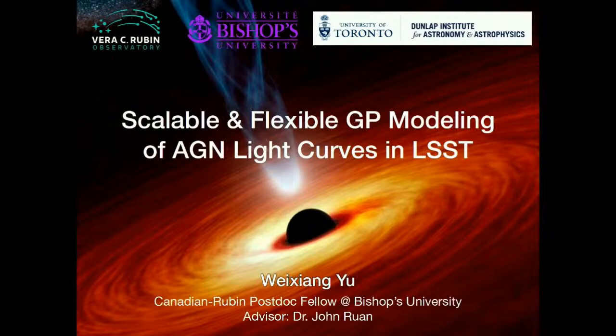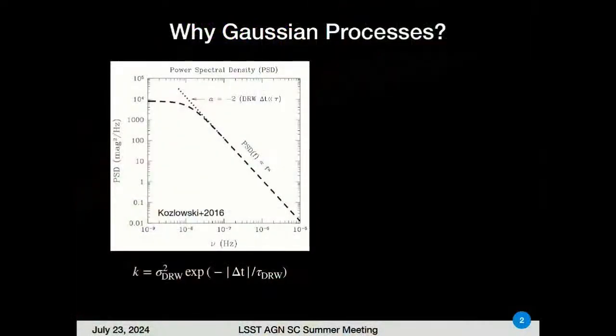Hopefully my talk can address some of the drawbacks of Gaussian process modeling. In addition, I want to note the project is at an early stage. We hope eventually we will make a tool that provides alternative options to people who want to do AGN variability analysis.